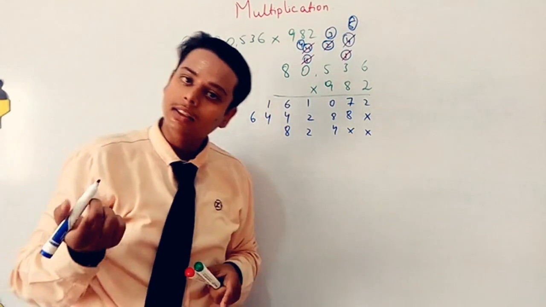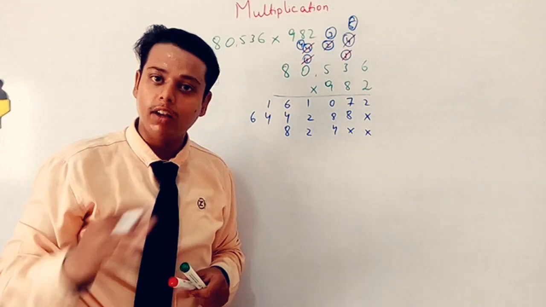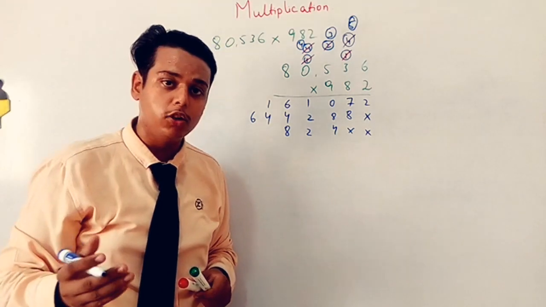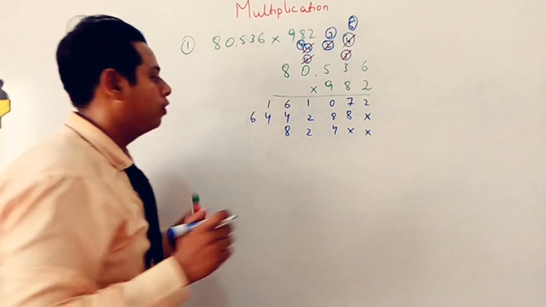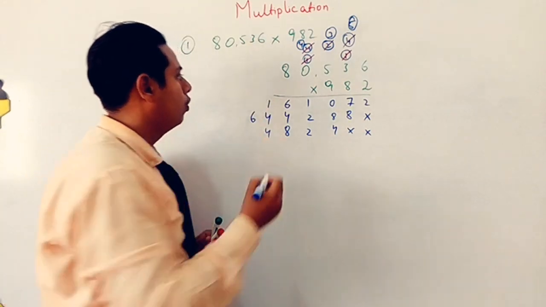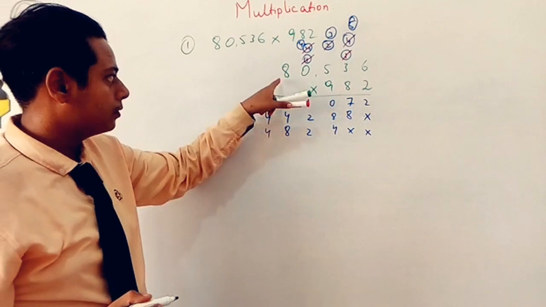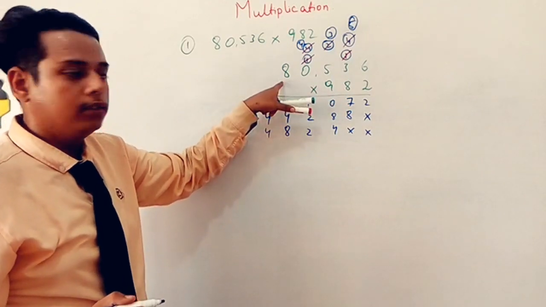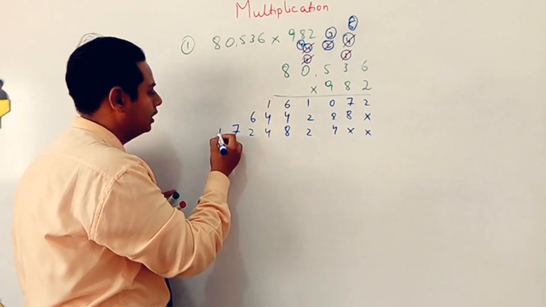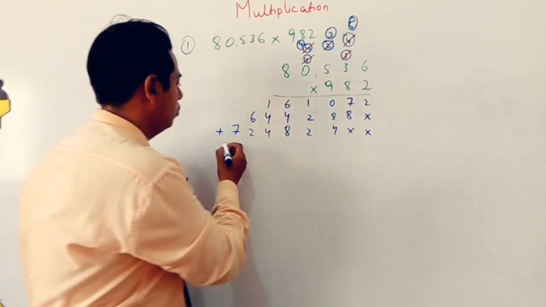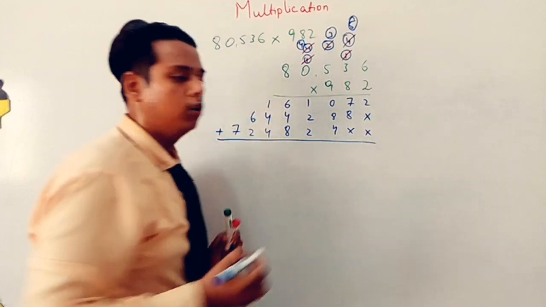9 zeros are, as I told you, whenever you multiply any number with a 0, it will become 0. So 9 zeros are 0. 0 plus 4, what will it become? 4. Okay, 9 8s are 72.